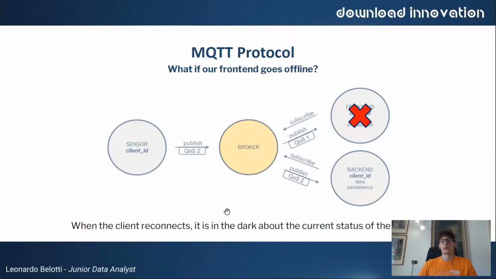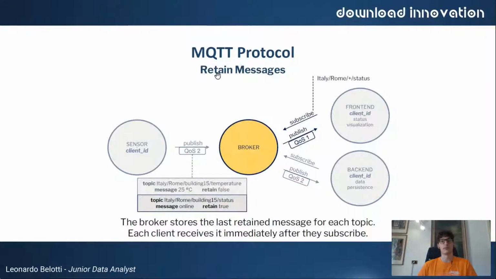So how can we deal with this situation? The MQTT protocol offers a functionality that is called retain messages. These are just messages with a flag, the retain flag, set to true. So if the sensor sends a message on this topic with the retain flag set to true, the broker will keep this message, and that's the important part, will send it immediately after a client subscribes to this topic. So when the front end reconnects and subscribes to Italy Rome plus status, and so also the topic of building 15, immediately the broker will send it the status information.